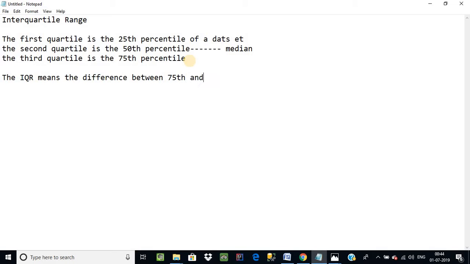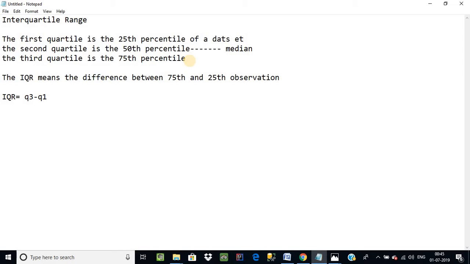The IQR, which is also termed as interquartile range, means the difference between the 75th and 25th observations. Using the formula, IQR equals Q3 minus Q1. So this is what is actually happening.